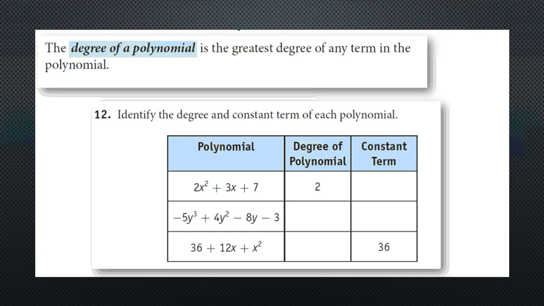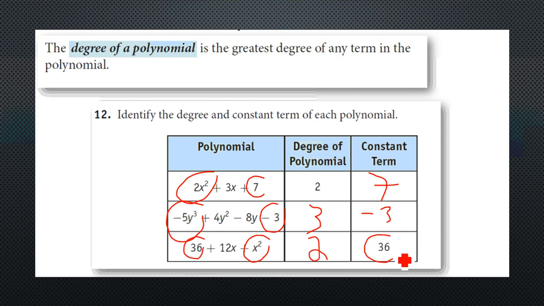You have to be careful to make sure it's in standard form. That means the highest exponent first. In this first case, the highest exponent in the whole polynomial is a 2, so the degree is 2, and our constant term is the number on the end, a 7. For this next one, our highest exponent is a 3, so the degree is 3, and our constant term is -3. Make sure you keep the sign with it. Now this next example is out of standard form, so we have to look at the highest exponent involved. It's a 2, so our degree is 2, and our constant term is the number 36.